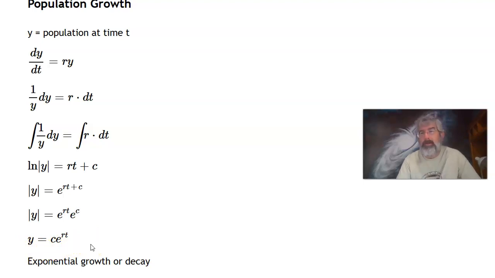This is called exponential growth, or potentially exponential decay if the growth rate is negative. If r is a negative number, then you have a decaying population. If r is positive, you have an increasing population. But it's exponential growth one way or the other. If I had an initial condition, you'd plug in time 0 here, and the c would turn out to be the initial population.